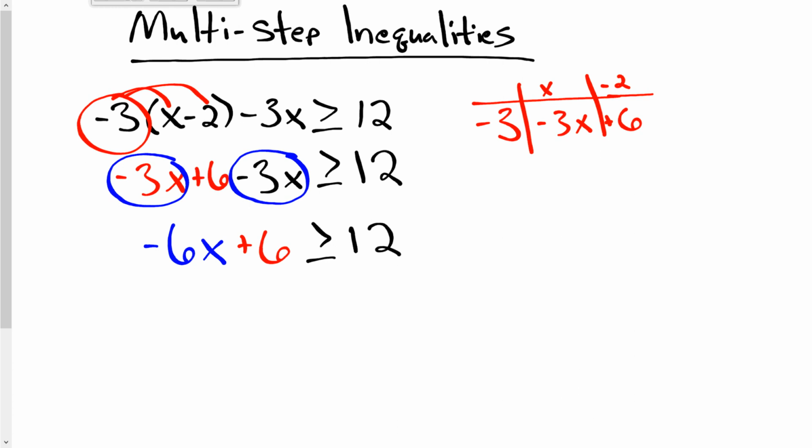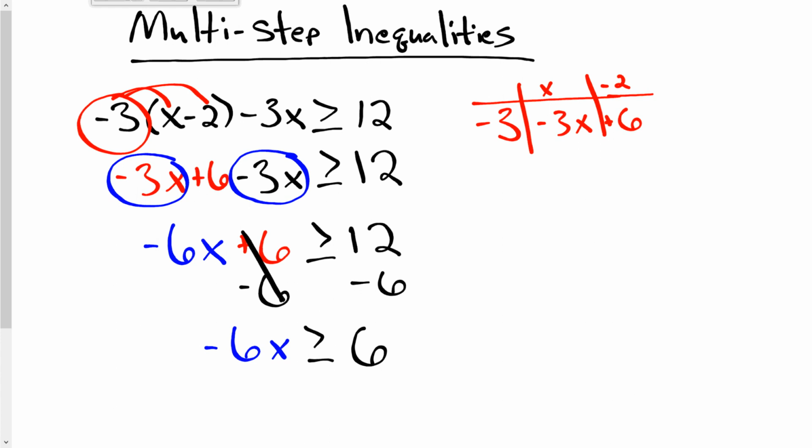Moving on to getting rid of the constant. My constant is 6. So I'm going to subtract that off both sides. Leaves me with a -6x is greater than or equal to 6. 12 minus 6 is 6.